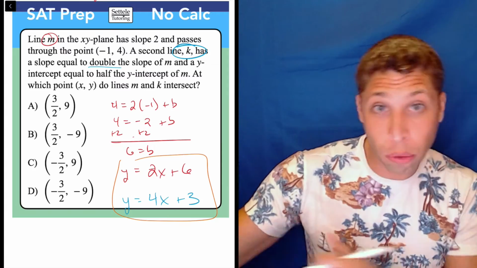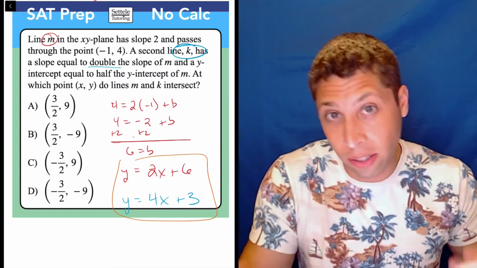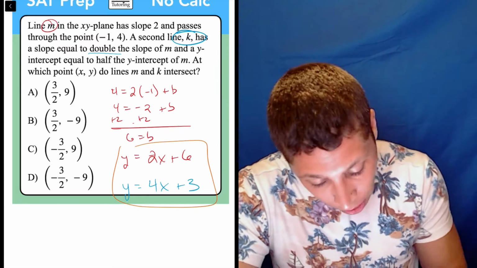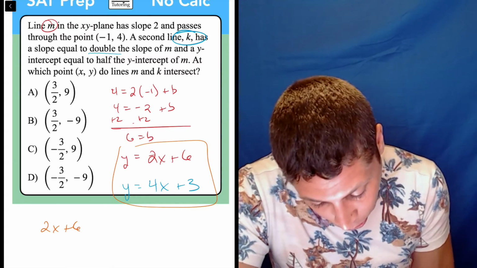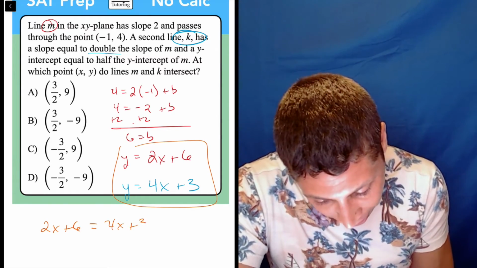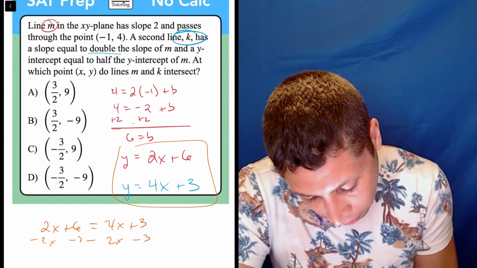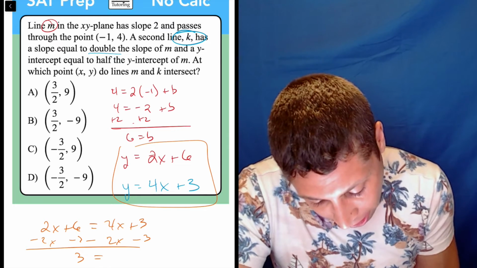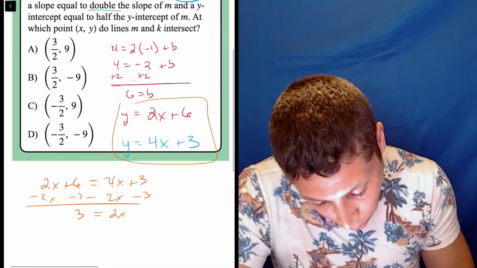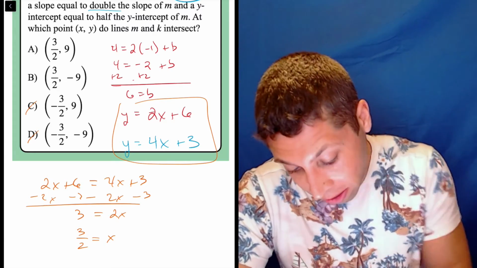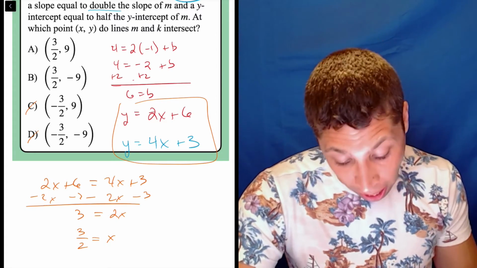There's also ways to do this where I kind of just plug these points into the equations and test them out, but I'm already doing a lot of algebra. Let's just finish the job here. So 2x plus 6 is equal to 4x plus 3. We're going to subtract the 2x from both sides, subtract the 3 from both sides. We are going to get 3 is equal to 2x, which means that 3 halves is the value of x. That gets rid of choices C and D. And now we just need to know, is it a 9 or negative 9?